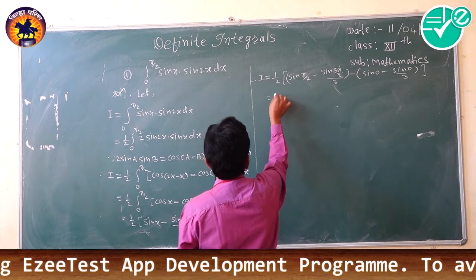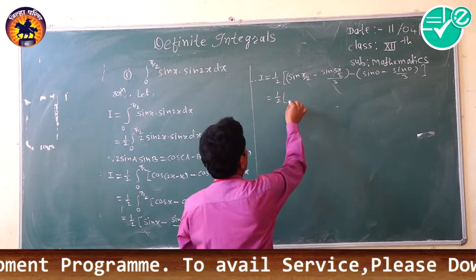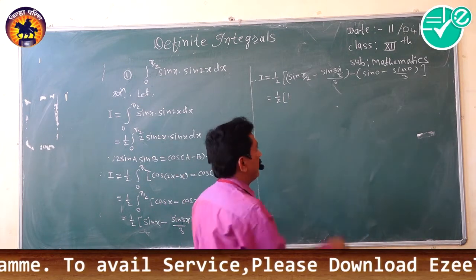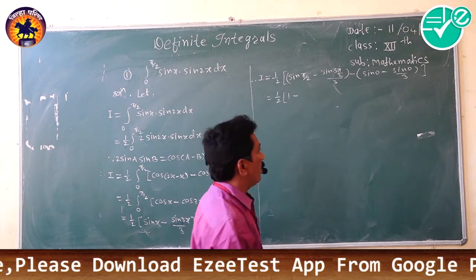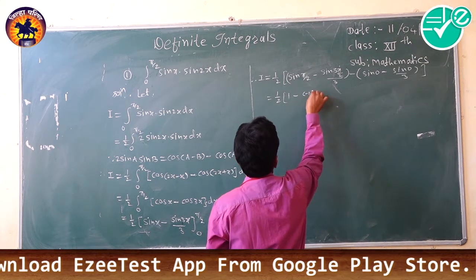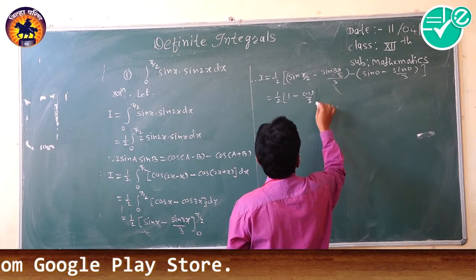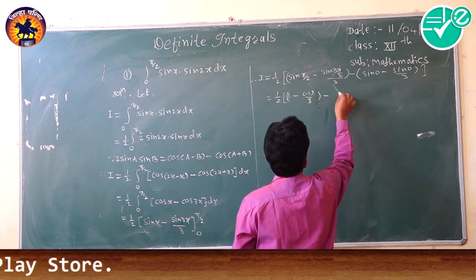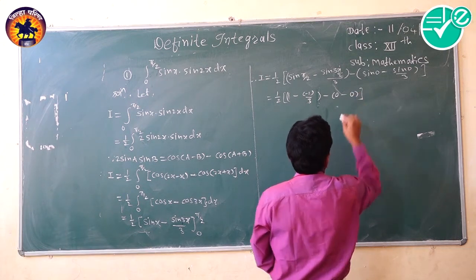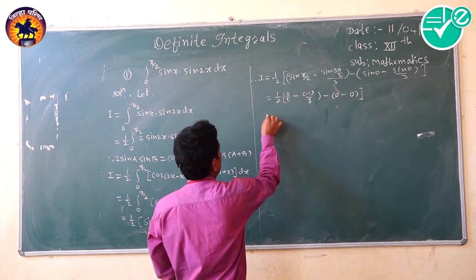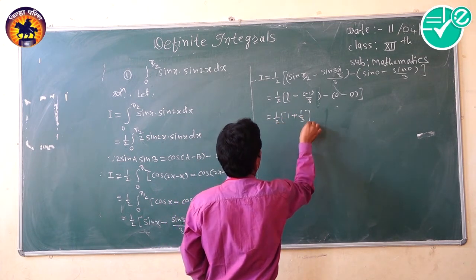Now this is equals to 1 by 2. Now value of sin pi by 2 is 1, minus sin 3 pi by 2. Value of sin 3 pi by 2 is minus 1, upon 3, minus sin 0, that is again 0. This will give us 1 by 2, 1 minus minus, plus 1 by 3.